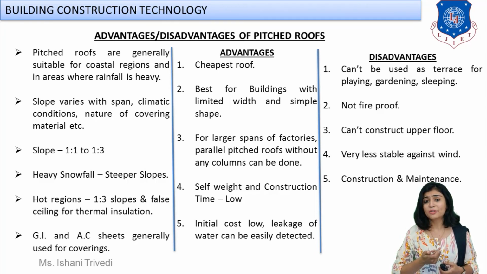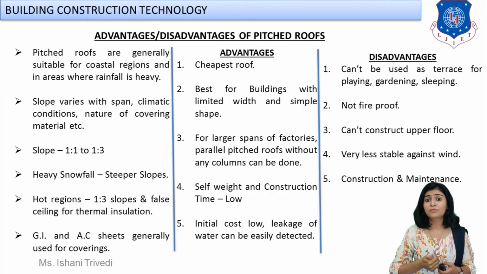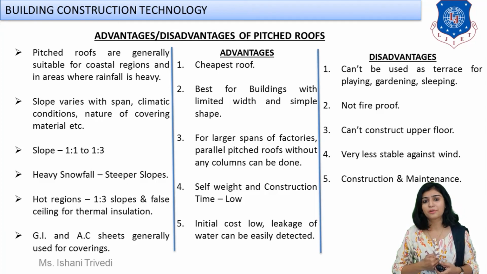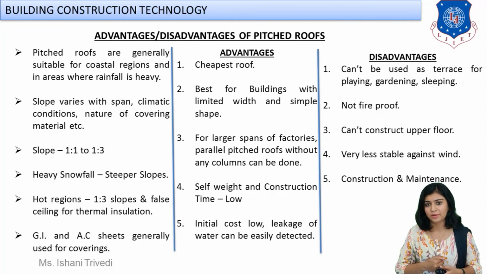Next, for larger span of factories, as I said, instead of curved roof, you can also provide truss. I think there is also much use of truss for the factories, for the bridges also, when truss bridges are provided, if you know about that. So trussed roof will be helpful for the factories where large span has to be covered. Next, you have self weight. Self weight will be less definitely, and construction time will be low.